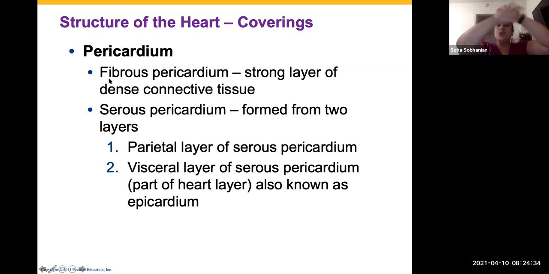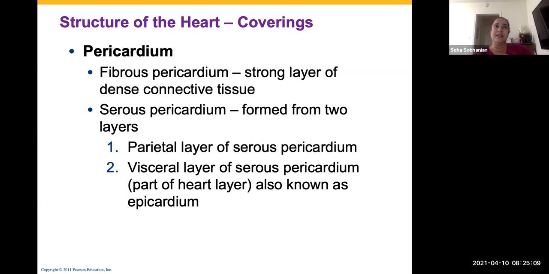The outermost layer, the one that is actually just encasing the heart, is like a very secure, thick layer that basically tells your heart you can't go beyond this space, okay? That is referred to as the fibrous pericardium. It's a really dense, strong connective tissue. So its job is literally to say, this is the limit of your heart. You cannot go beyond this. I'm going to protect you, and that's it. It's very thick, very strong.